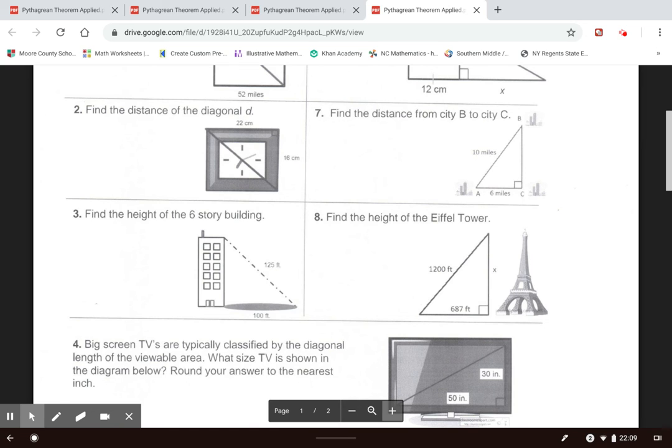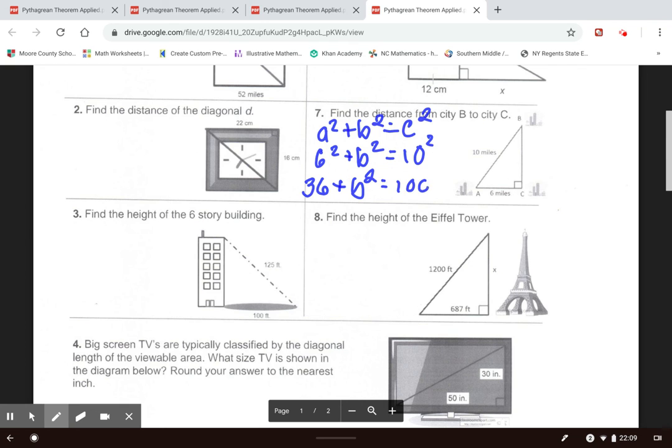So, again, we use a squared plus b squared equals c squared. So we have 6 squared plus b squared equals 10 squared. So 6 squared, or 6 times 6, I know is 36. And then 10 squared, or 10 times 10, is 100.